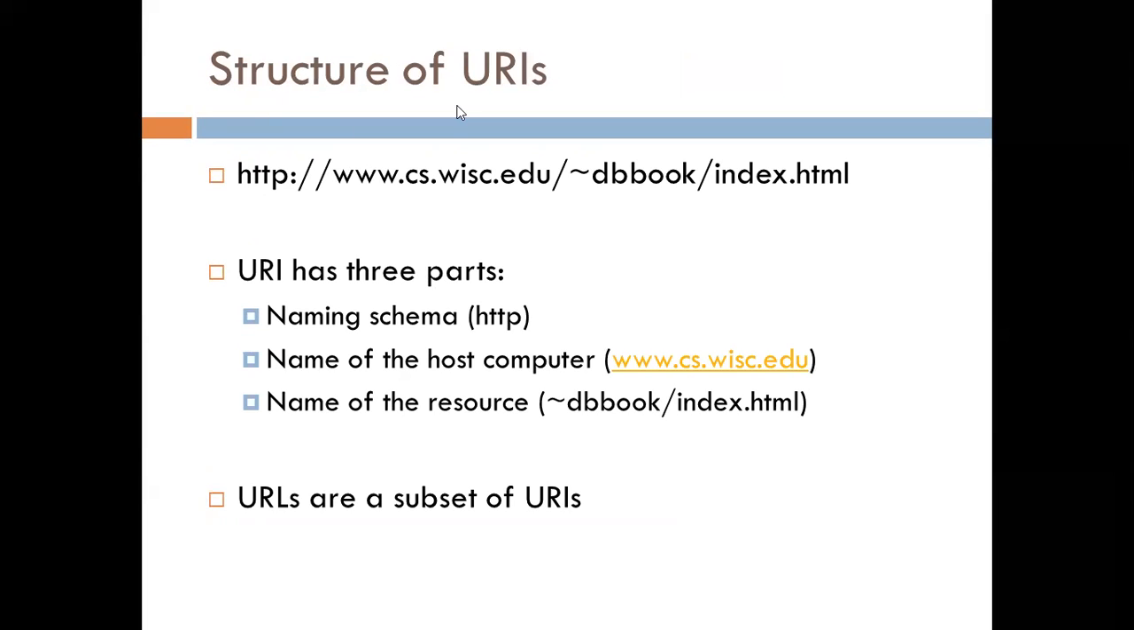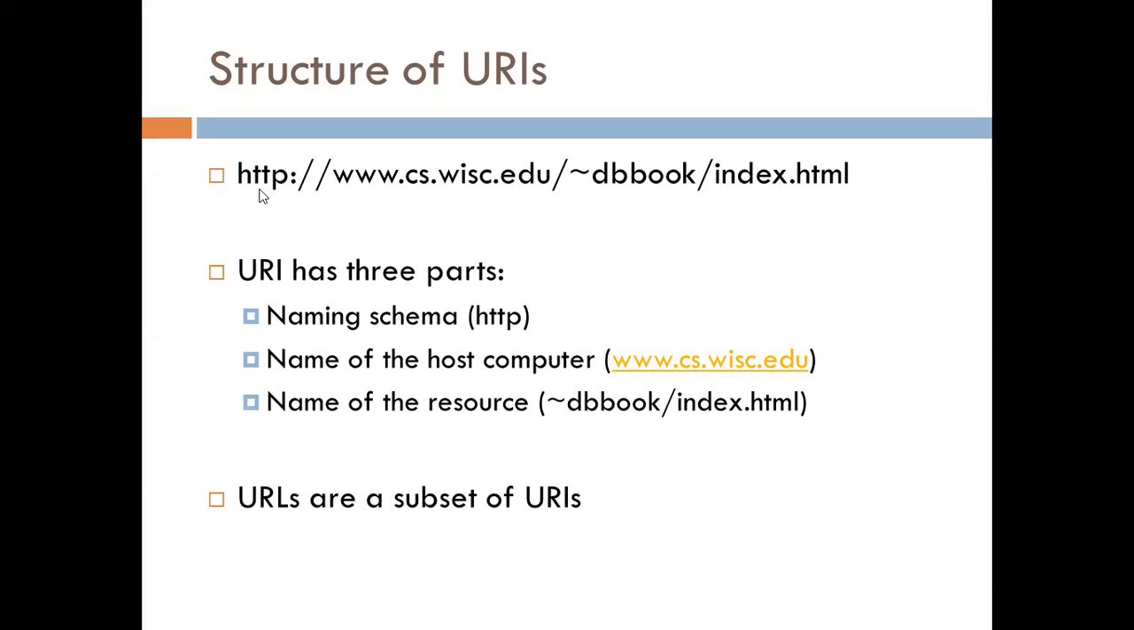So the structure of a URI. There is a structure for the uniform resource identifier. It has three parts. First is the name of the protocol that we use to access the resource. We also call it the naming schema or the protocol, that is HTTP. So in this particular case, it was HTTP.